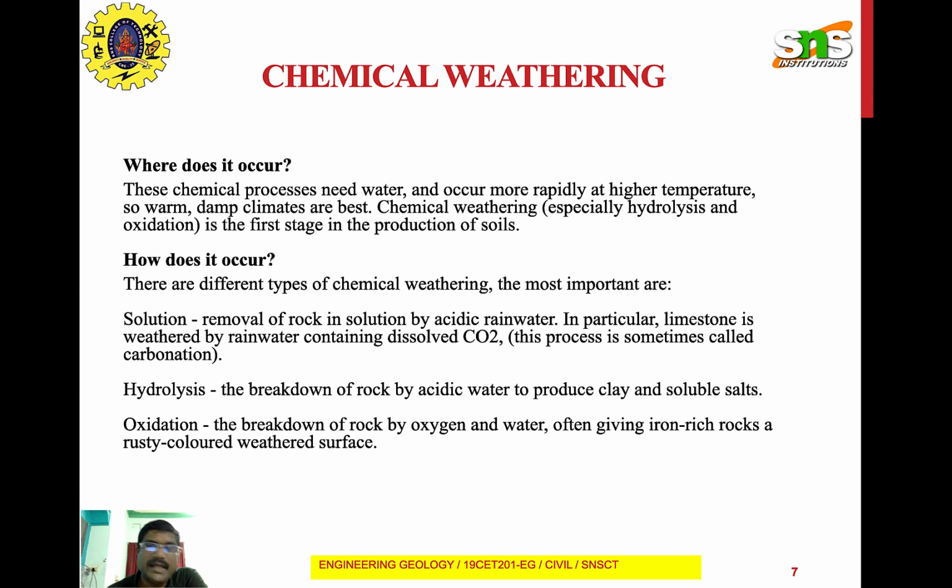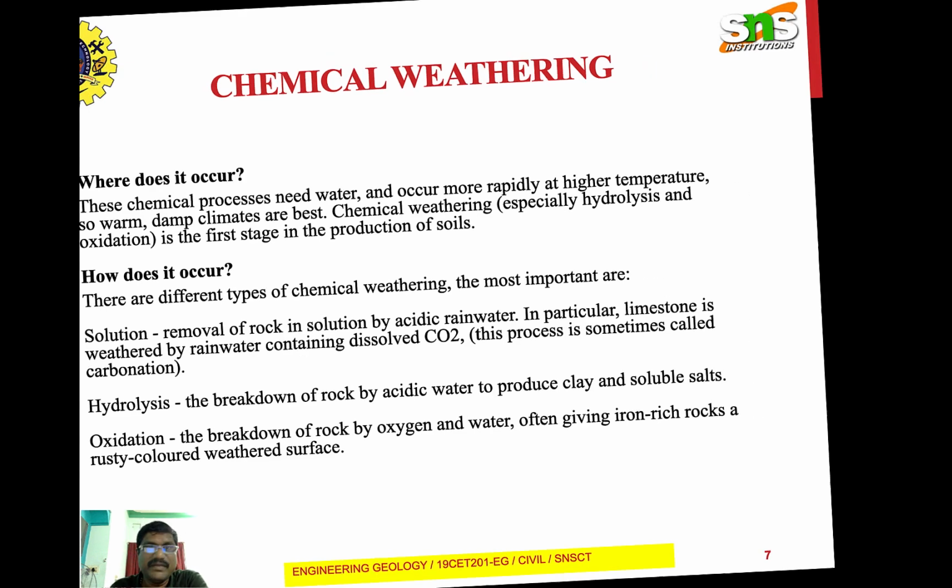Solution is the removal of rocks in solution by acidic rainwater. In particular, limestone is weathered by rainwater containing dissolved carbon dioxide. This process is sometimes called carbonation. Hydrolysis is the breakdown of rocks by acidic water to produce clay and soluble salts. Next is oxidation, the breakdown of rocks by oxygen and water, often giving iron-rich rocks a rusty colored weathered surface. That is chemical weathering.